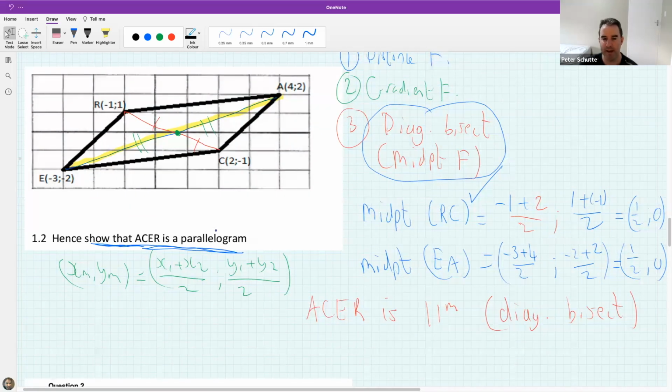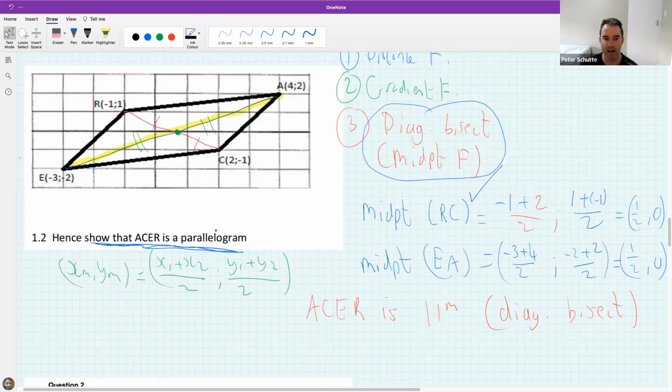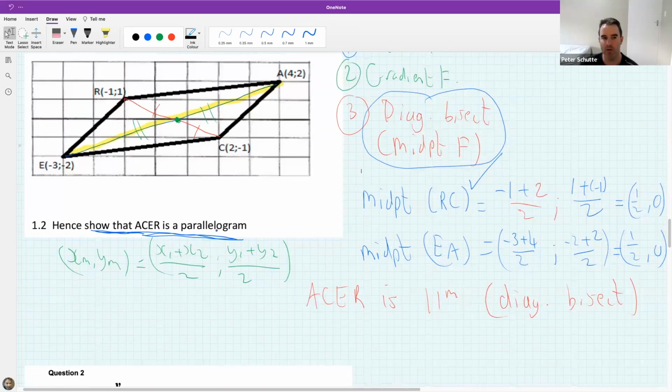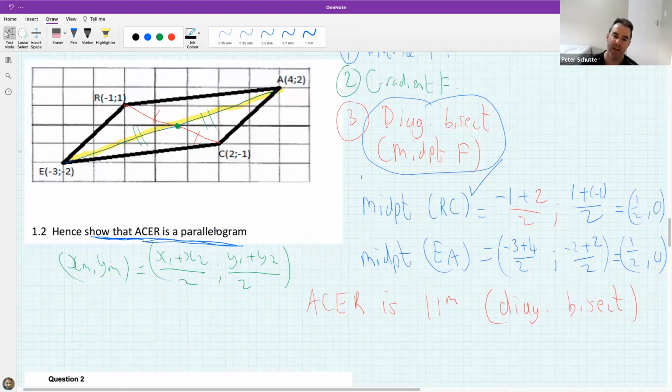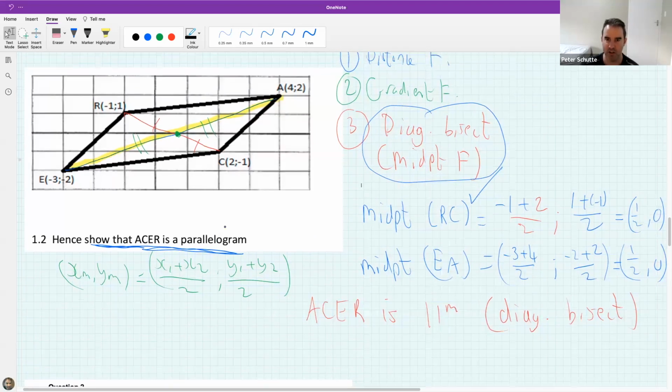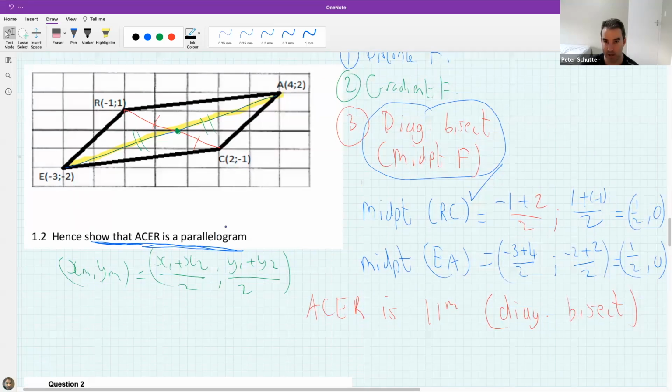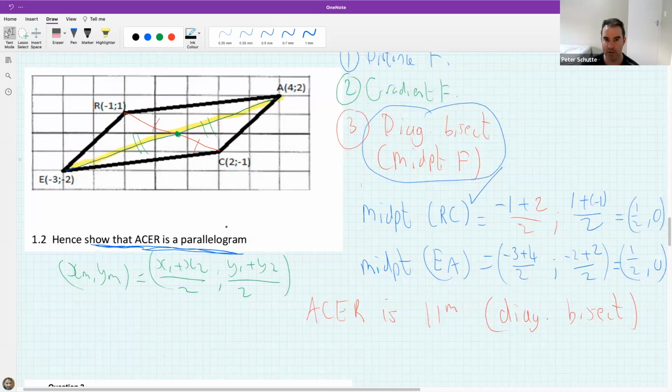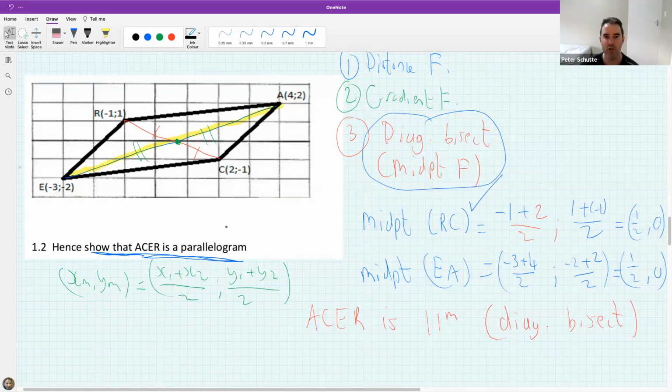It is, yes, mate, it is good to write a reason, because that's how you know. For example, if you had used method 1, you would have said 2 pairs of opposite sides equal. If you had used method 2 with the gradient, you would have said 2 pairs of opposite sides parallel. So you must show your marker that you understand why you've proved it's a parallelogram.